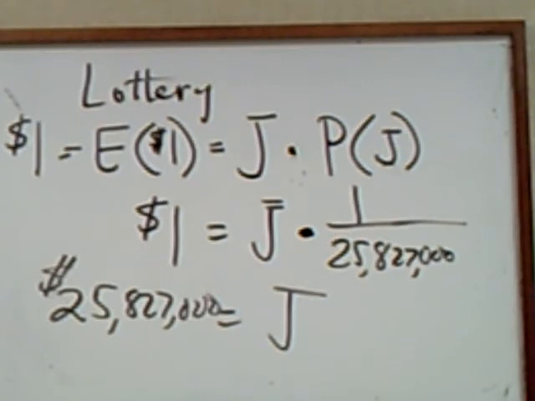This is starting to get really tricky. But wait, we forgot about Uncle Sam. Uncle Sam's going to take 40 or 50% of that 25 million over time, and even if I take the lump sum option, he's going to take a bunch. Hey, buy a lottery ticket if you like.